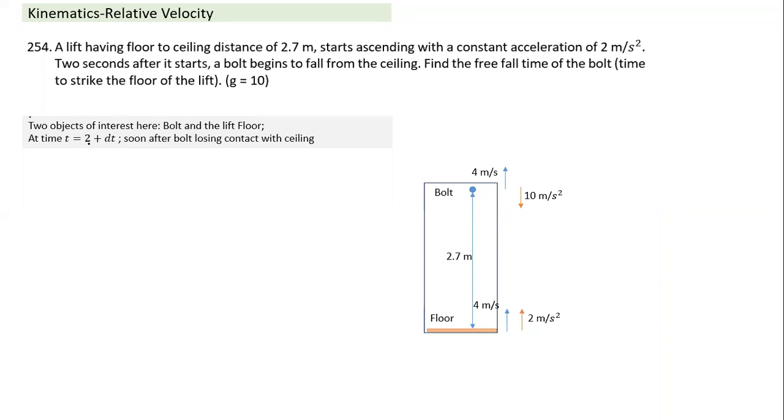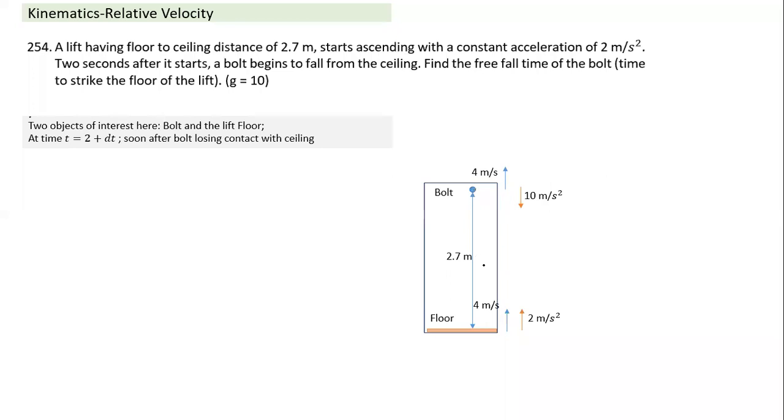Even after this interval, the floor will continue to have an upward acceleration of 2 meters per second square. But since the bolt has become loose, it is no longer in contact with the ceiling of the lift, which was earlier applying the force. Earlier, it had an upward acceleration because the point where the bolt was attached to the ceiling was exerting an upward force on the bolt to give an acceleration of 2 meters per second square. The moment it becomes loose, the only force acting on the bolt is gravitational force, and hence it will only have gravitational acceleration. So this is the velocity and this is the acceleration, 10 meters per second square.